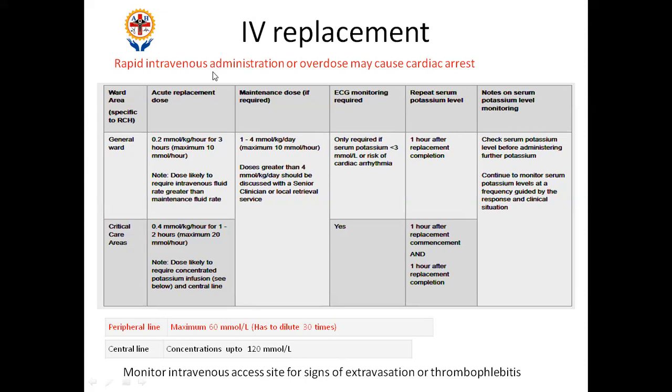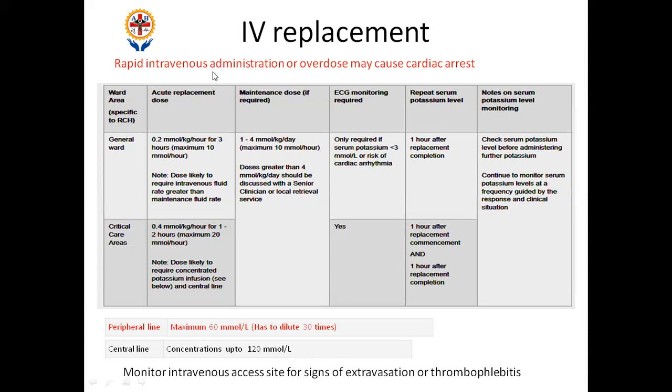It is very concentrated and irritant, so don't forget this. Even IV correction, you need to give very diluted. Oral potassium also needs to be given very diluted, not in the concentrated form. So potassium, you need to dilute. That's the first thing you need to remember when managing hypokalemia.